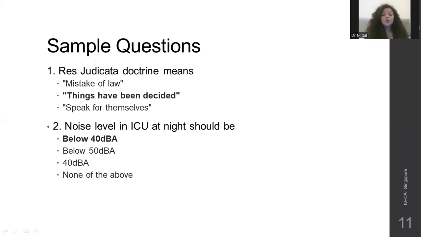Noise level in ICU at night should be. These are the options. If you have read the chapter on ICU, the facilities of ICU, what furnishing should be there and all, you will understand the noise level should be at least below 40 dBA, below 40 decibels. Is it clear to all?